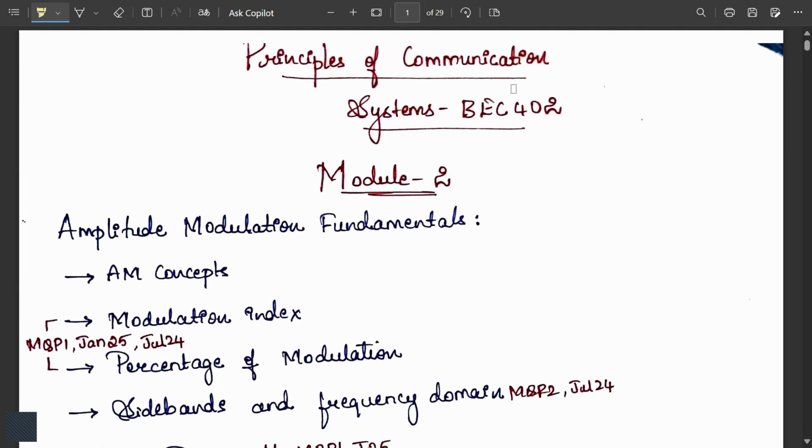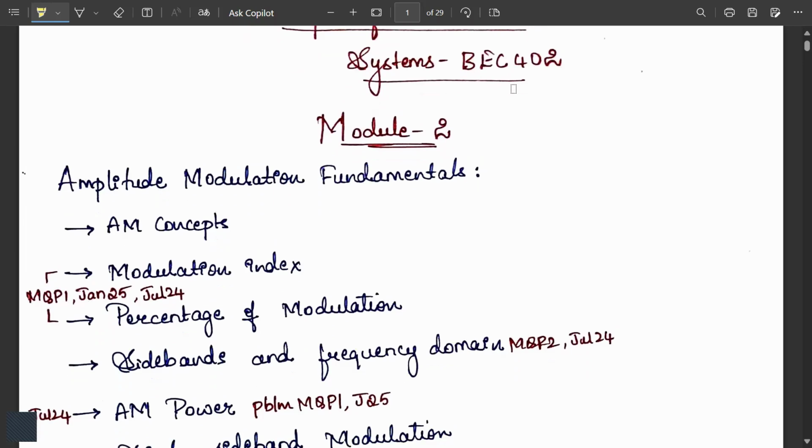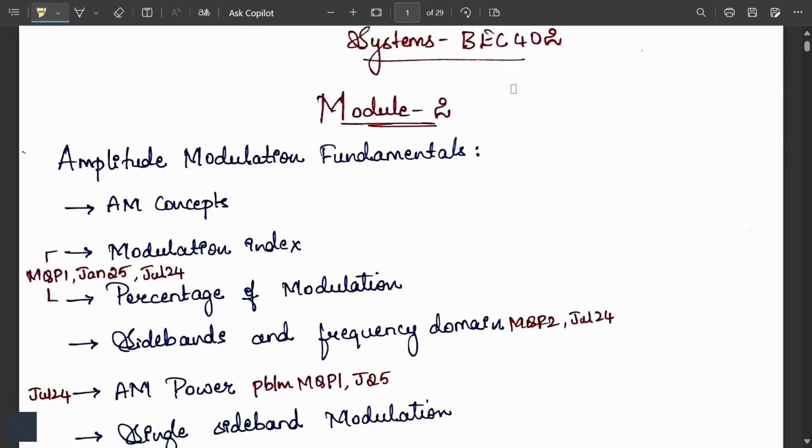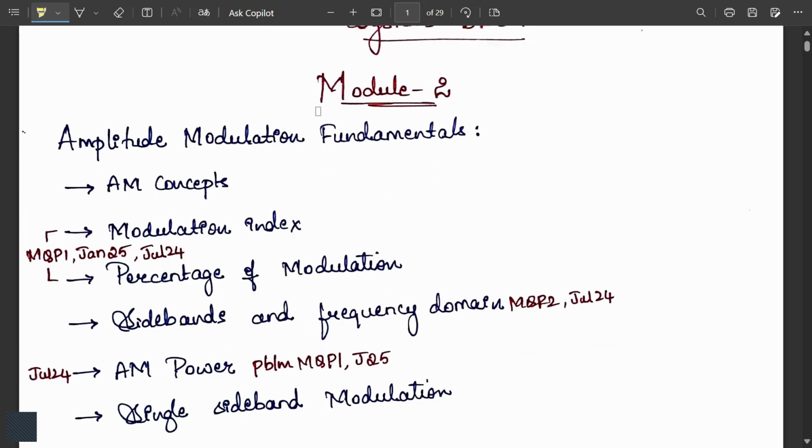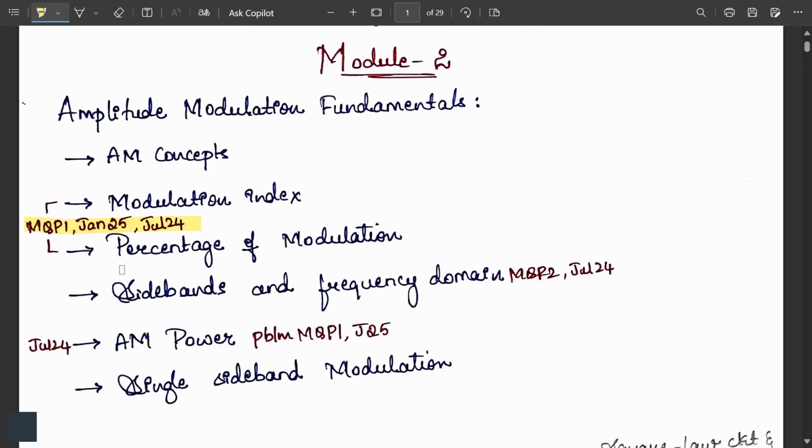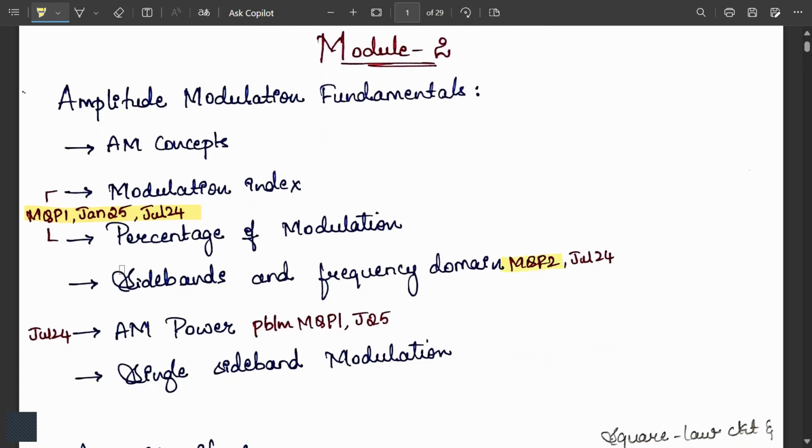So, principles of communication. Here, the topic is amplitude modulation and fundamentals. We are studying AM concepts, modulation index, and percentage of modulation. These two topics are important as they have been asked in the 3 papers. Next, sidebands and frequency domain. It is in 2 papers.